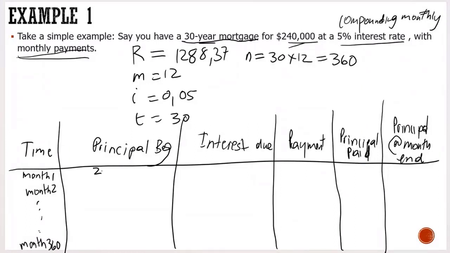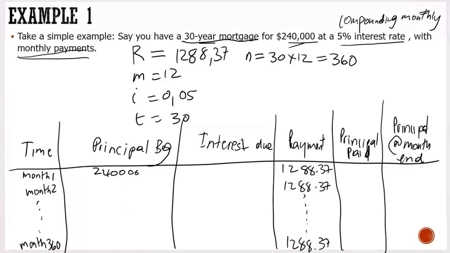So you've got 240,000. Your payment is 1,288.37 throughout the period, until the end.